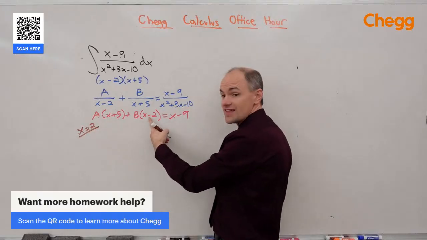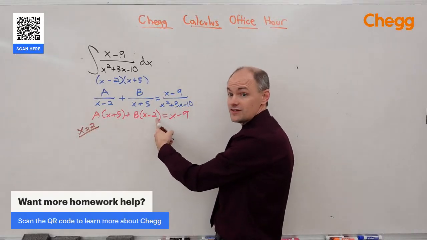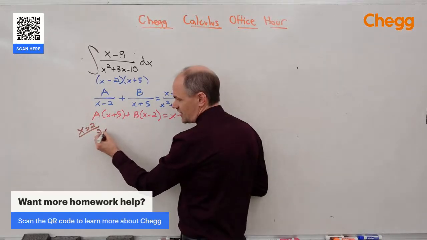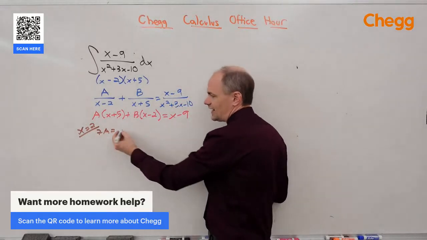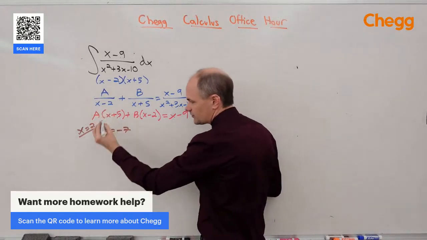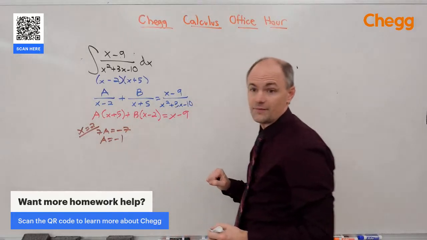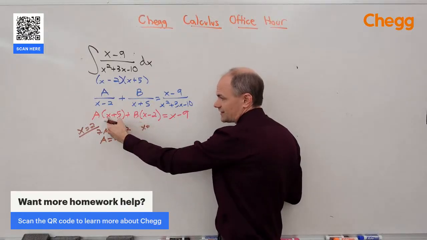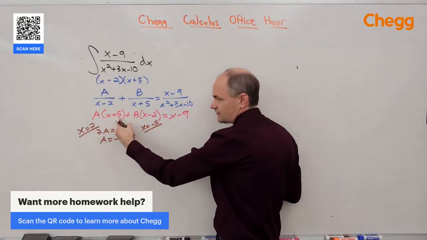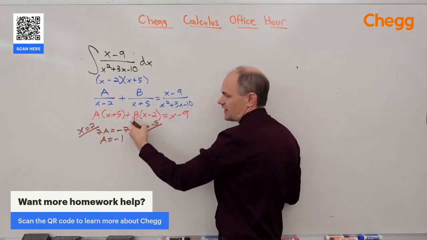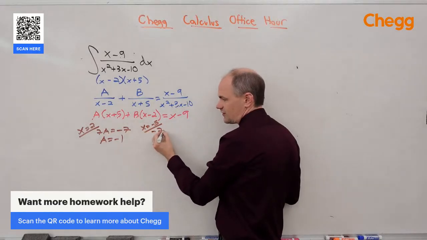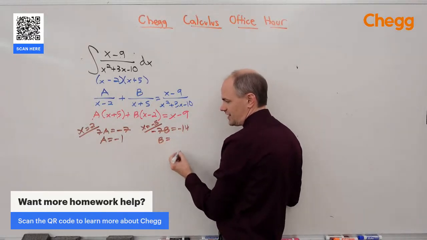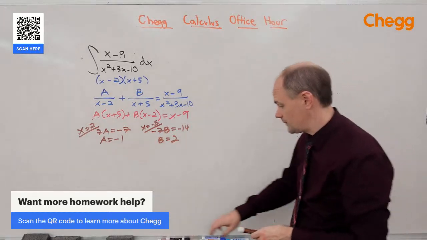Why did I pick 2? The reason I picked 2 is it's going to make this term go to 0, because we have 2 minus 2, which is 0, times b, which is 0. So I just have 2 plus 5, which is 7. 7 times a is equal to 2 minus 9, which is -7. Divide both sides by 7, and I can see a is -1. Let's do the same thing to find b. To find b, I want the other one to go to 0. So if x is -5, -5 plus 5 is 0 times a is 0. This one's gone, and I'm just left with -5 minus 2, which is -7b, equal to -5 minus 9, which is -14. Divide both sides by -7, and b is equal to 2.